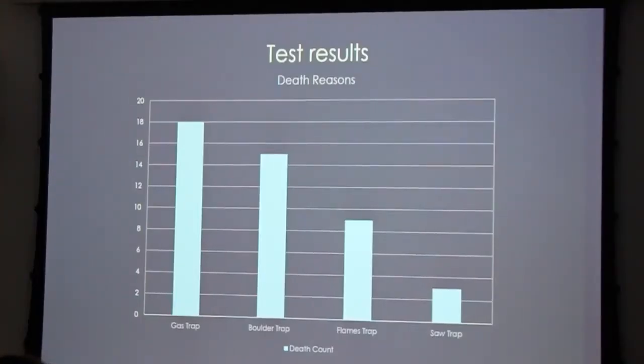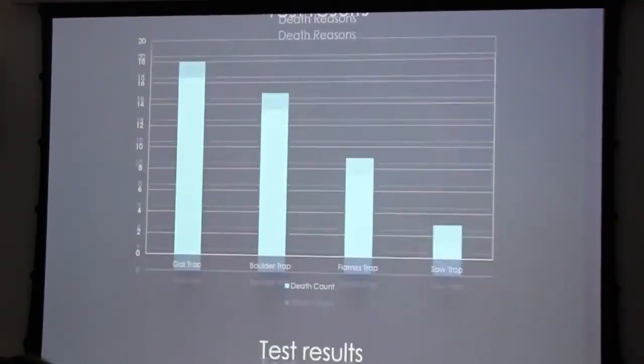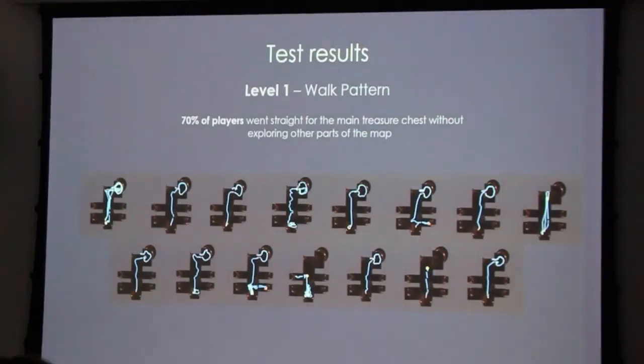These are the test results for the death reasons. As you can see, mostly players died because of the gas trap that you saw, the one over time, especially in the second level, because it was a bit of a challenge. So this is how you can use the data that I just gathered from the same visualization system. And this is, let's say, the most interesting part, where you actually analyze each player's walking pattern and see if the design choices work.